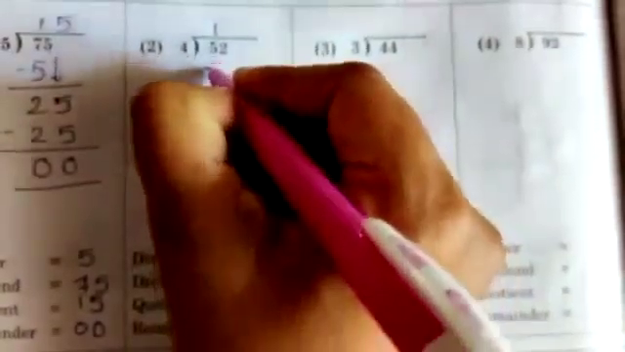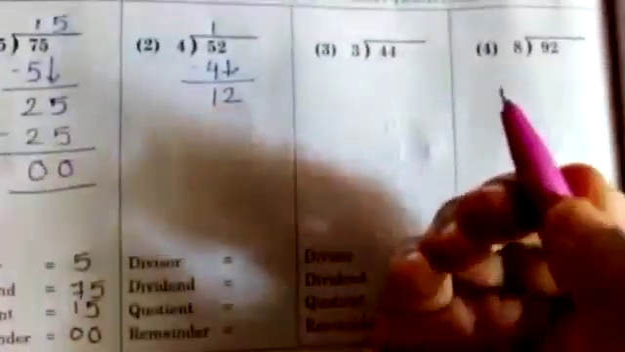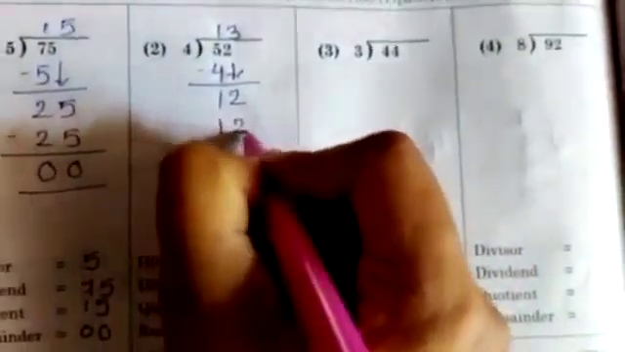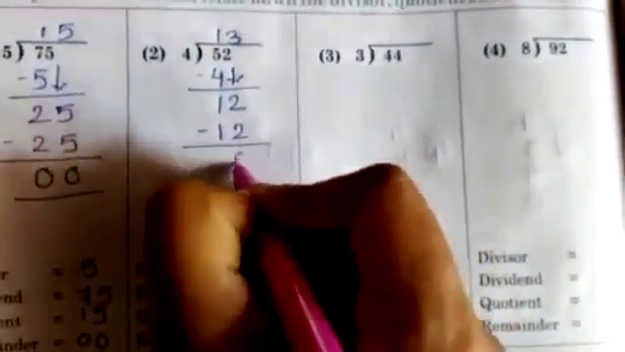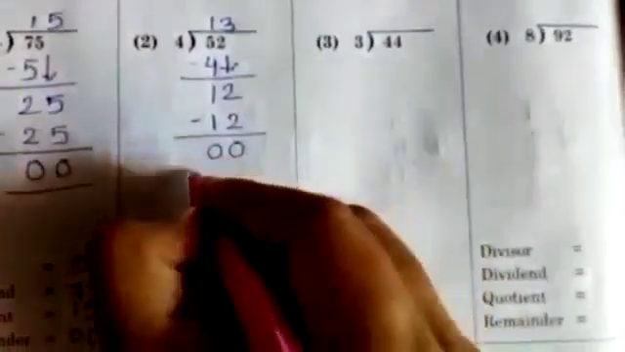Now students, the second one, it is 52 divided by 4. Let us take 5, which is greater than 4. So 4 ones are 4. 5 minus 4, it is 1. So this 2 will come down. So 4 3s are 12. 2 minus 2, 0. 1 minus 1, 0. Is there any other number to come down? No. So the answer is over.